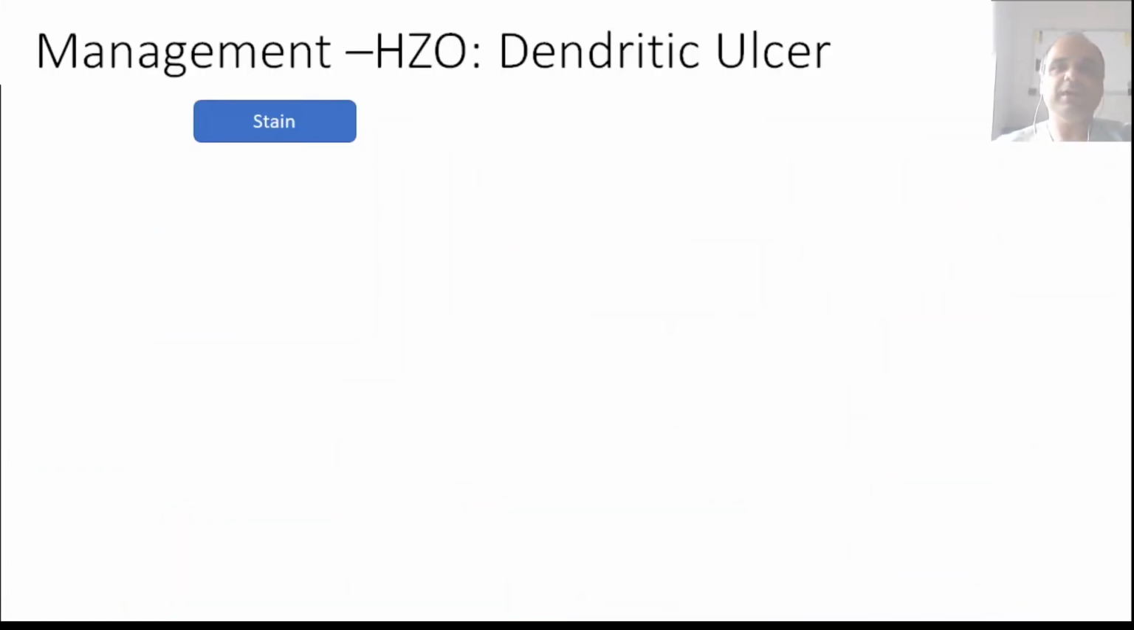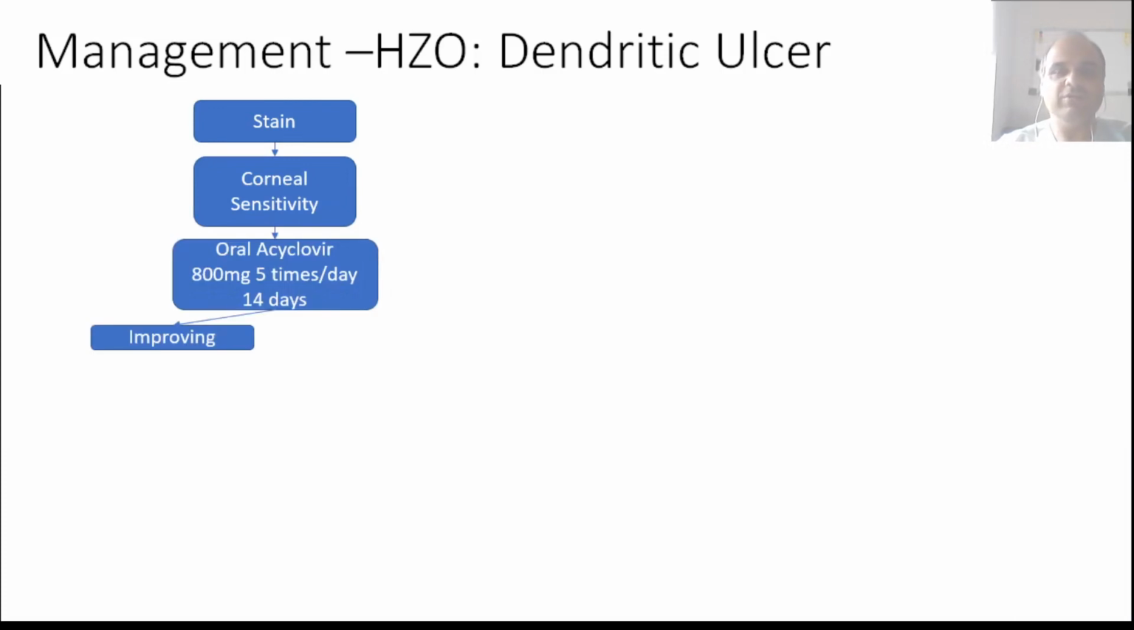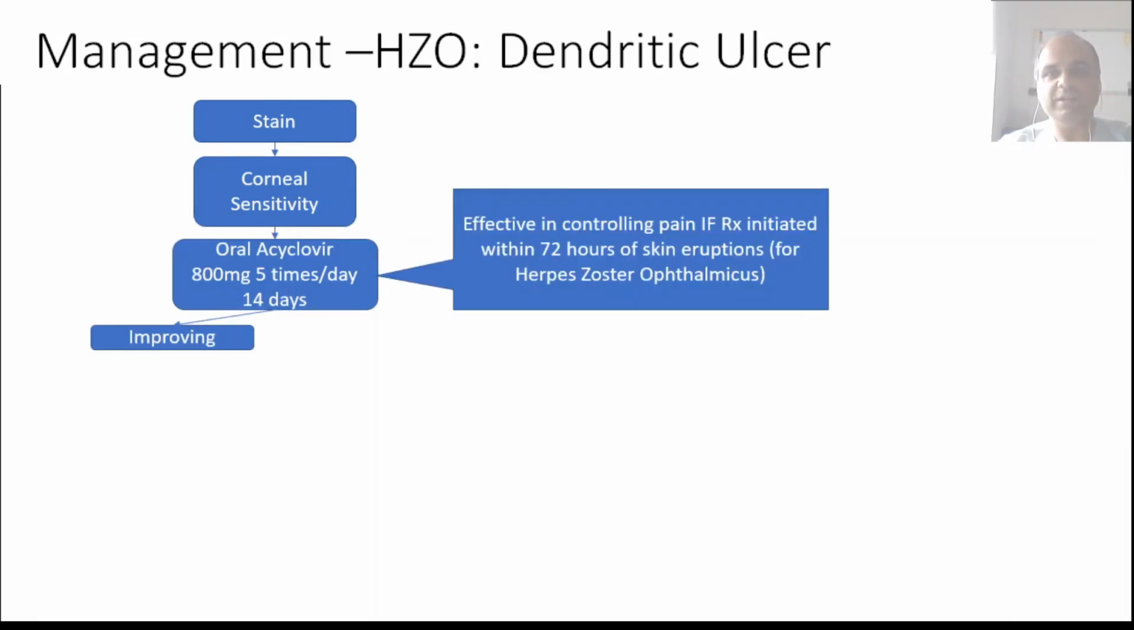So herpes zoster ophthalmicus is stained. You see that dendritic ulcer. You check corneal sensitivity. You know it's going to be poor. You start oral acyclovir 800 milligrams 5 times a day for 14 days. And if you give it within 72 hours, that post-herpetic neuralgia is much, much reduced. Remember the pain that can cause patients to commit suicide.